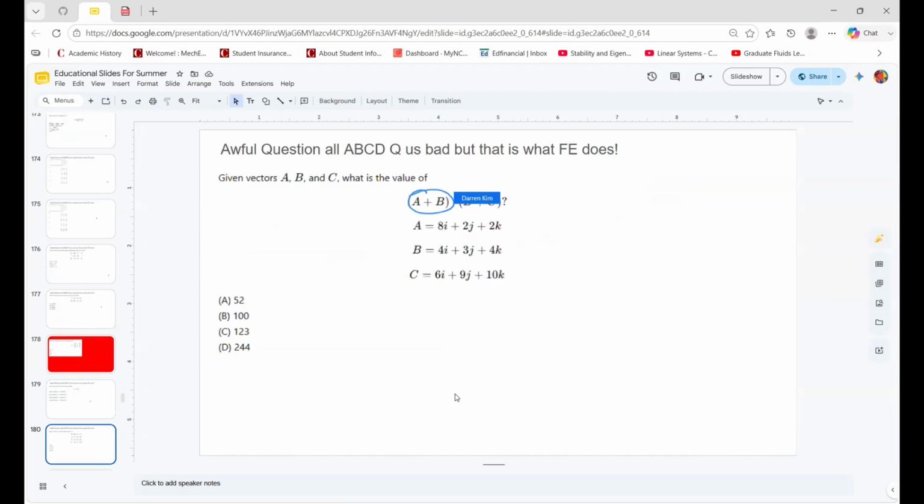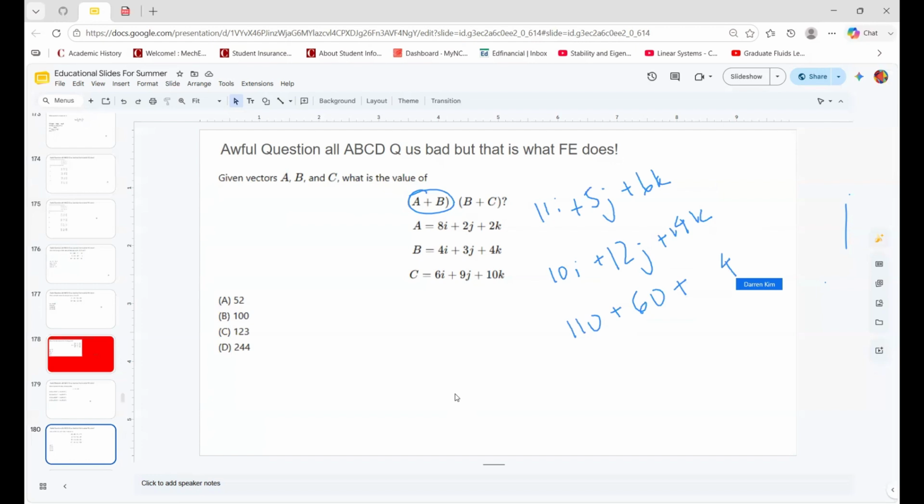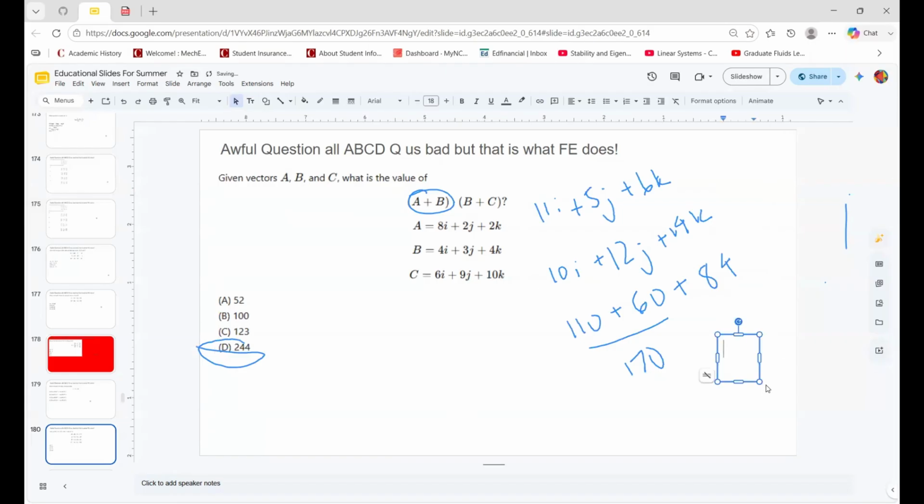Okay, so why do you do this to me? This is just a painful question. Not really. It's a simple question. It's 11i plus 5j plus 6k, right? And then BC is 10i plus 12j plus 14k, and you dot product it, which is basically 11 times 10, 110, plus 60 plus 84. So we know that from these two is 170, and then this is going to be over that, so we don't have to even guess. It's going to be D because that's the only choice that makes sense. 170 plus 84. Yeah, 254.